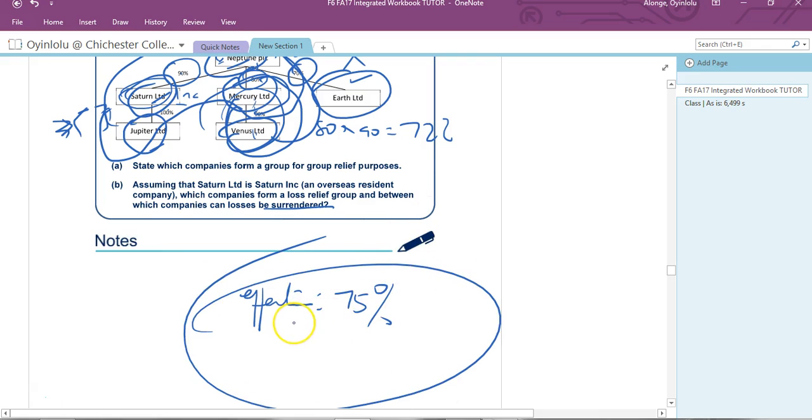So that's the end of the first video, and in the next video we'll talk about the actual mechanism of loss relief and what losses can be relieved between these different companies.